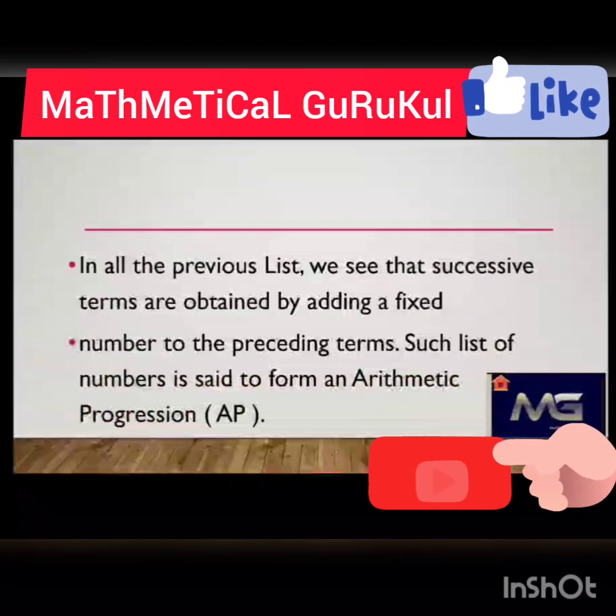So in all the previous lists, we see that successive terms are obtained by adding a fixed number to the preceding term. Such a list of numbers is said to form an arithmetic progression.